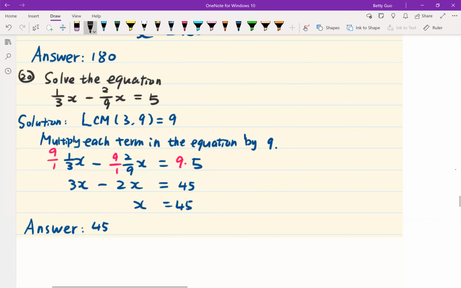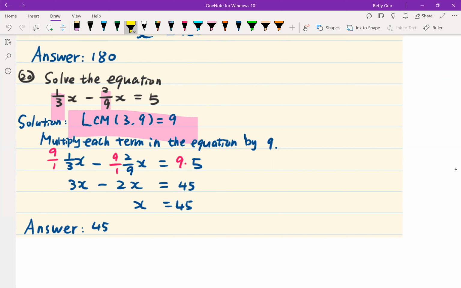Number 20, solve the equation. The equation also has a fraction as coefficient. The two fractions have a denominator 3 and 9. Least common denominator of 3 and 9. Least common multiple of 3 and 9 is 9. Special case number 1. So please don't forget what we learned from chapter 1.